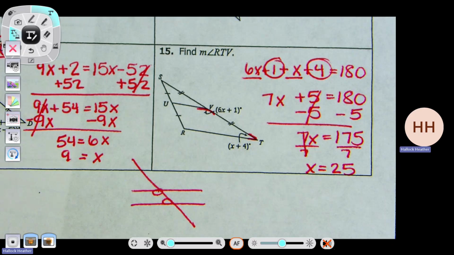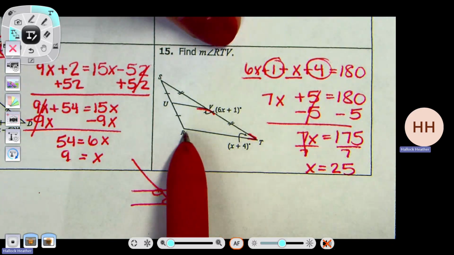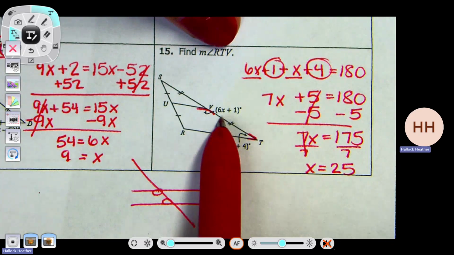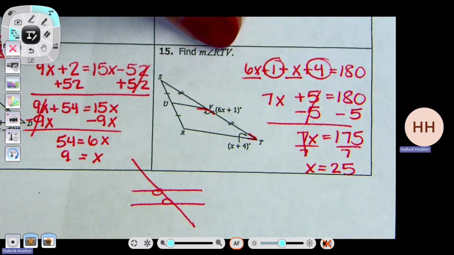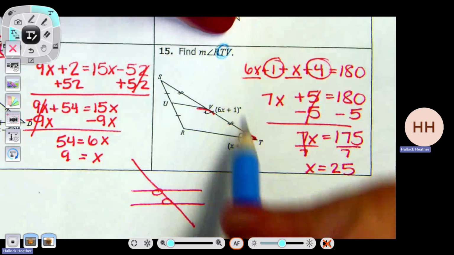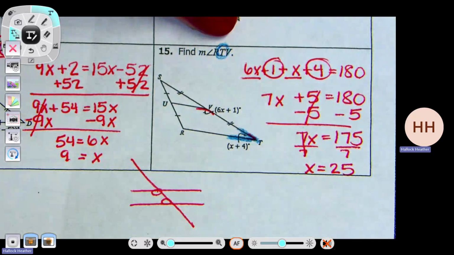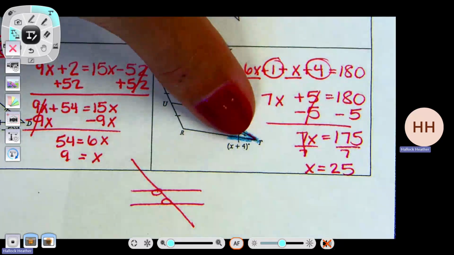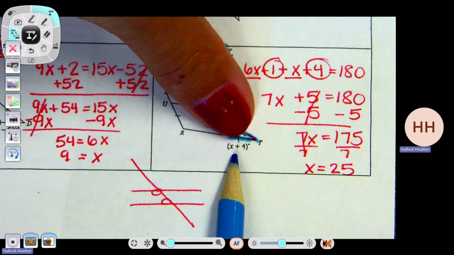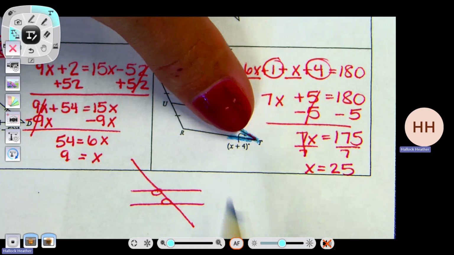So you should get 25. When you plug it in, you went R, T, V. So if you start at R, you go to T, you end at V. It's the middle letter, T. You're plugging it into T because it's the middle focused letter. So if X is 25 and it's 25 plus 4, how much is the answer? 29.